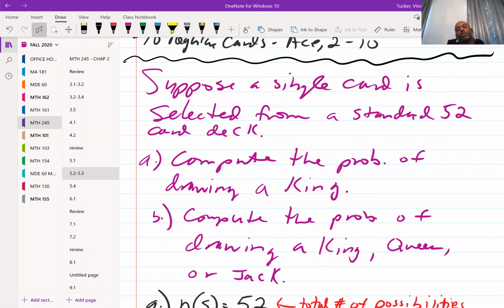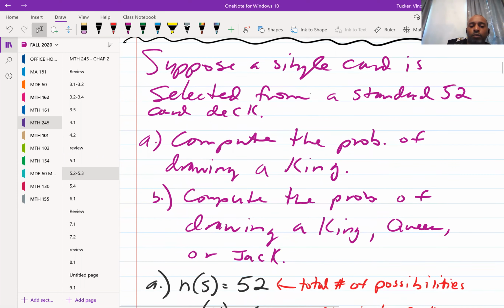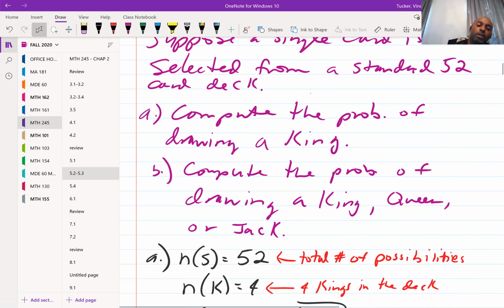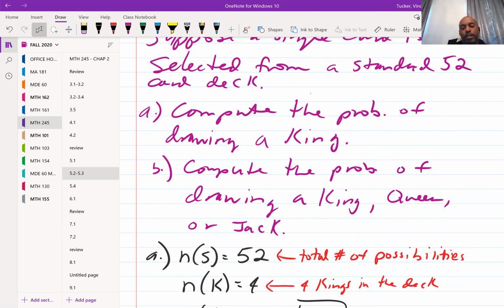All right, so the first one we want to establish is the probability of drawing a king. Whenever you deal with any probability, remember we talked about last class, you want to establish the number of total possibilities. That's your sample space, which is going to be 52 because there are 52 cards in the deck. Then you look at the number in your event. Our event is drawing a king, so we want to know how many kings are in the deck. There are 4, one in each suit.